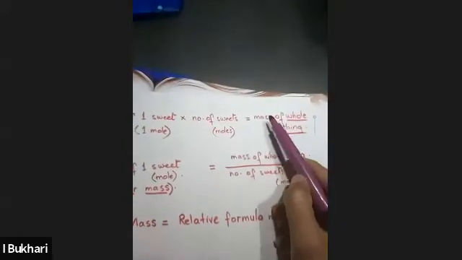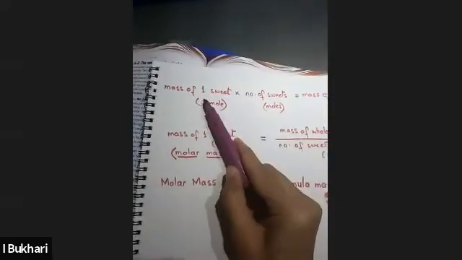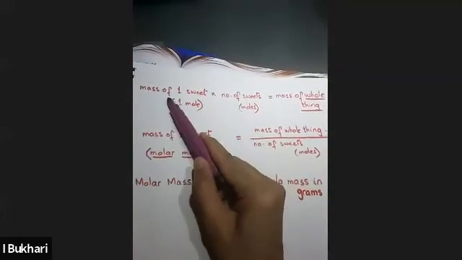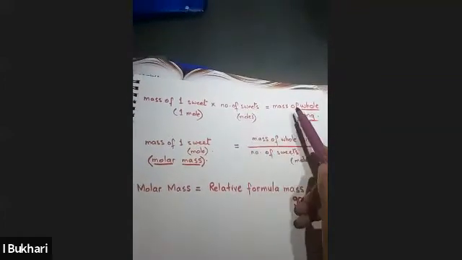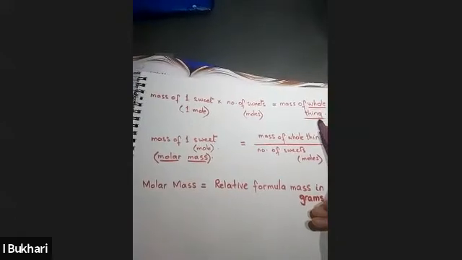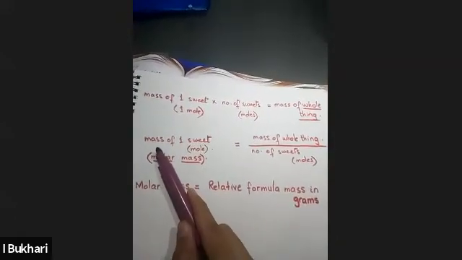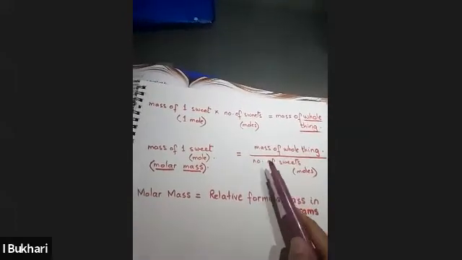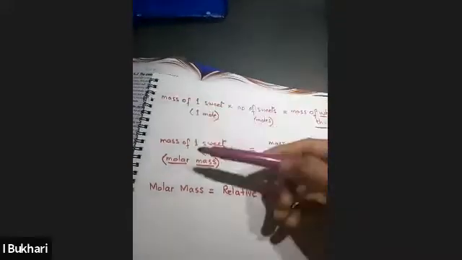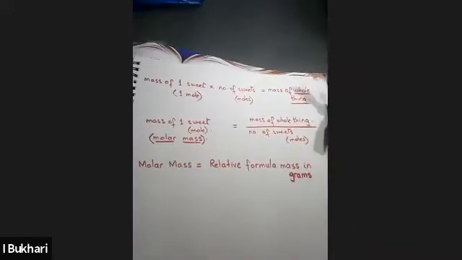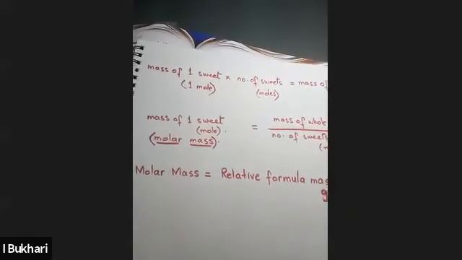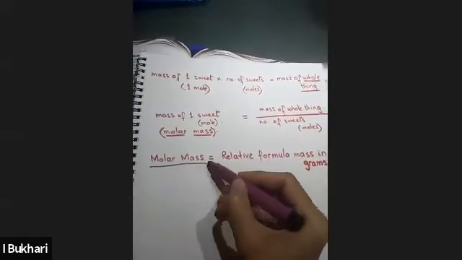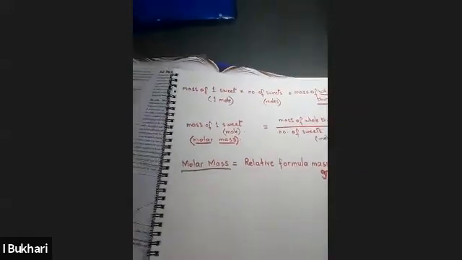If, for example, we want to find the mass of the whole thing, and we know the mass of one sweet and the number of sweets, easy. Mass of one sweet multiplied by the number of sweets gives us the mass of the whole thing, right? Similarly, we can calculate the mass of one sweet if we divide the mass of the whole thing by the number of sweets. So it's the same formula, and we are playing with it, and we can use it in different ways to find out different things, right? So molar mass is equal to the relative formula mass in grams.